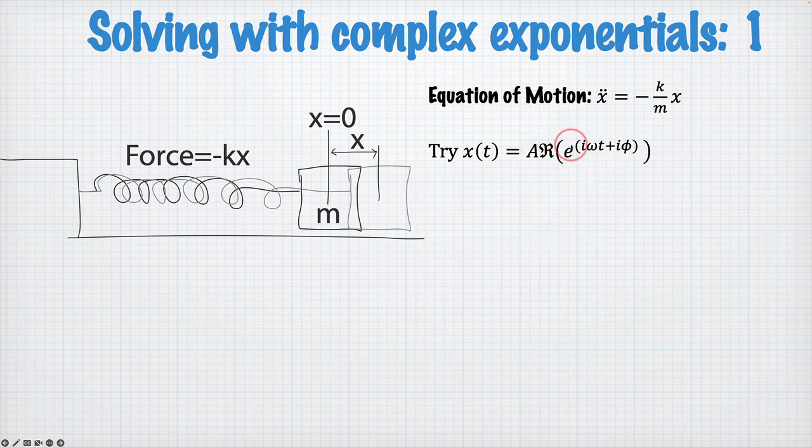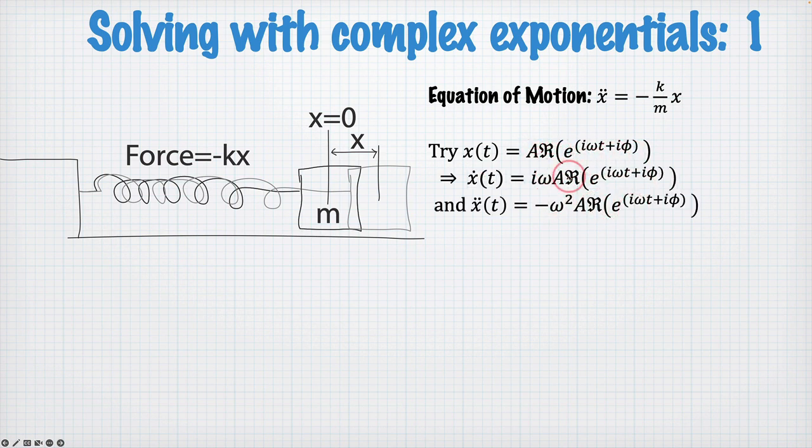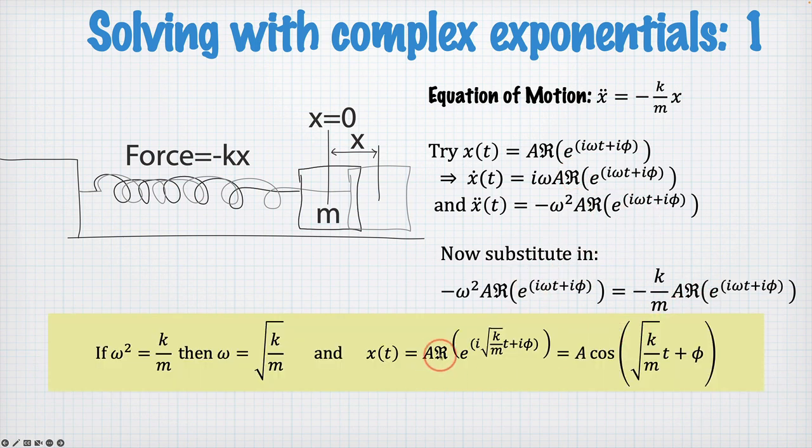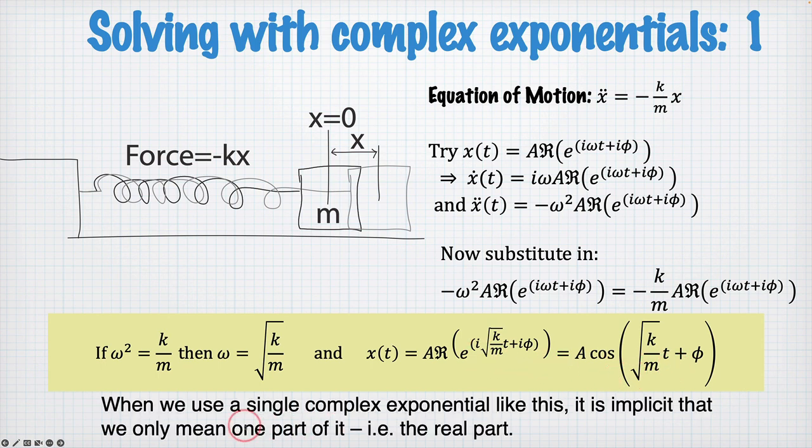So we take the real part of the complex exponential solution here, add the curly R, meaning we're taking the real part, and then the solution in the end is the real part of this complex exponential, which is the cosine component. And so when we use a single complex exponential like this, it's implicit that we only mean one part of it, i.e. the real part. But what you can see is we don't need to include this curly R all the way through our derivation.